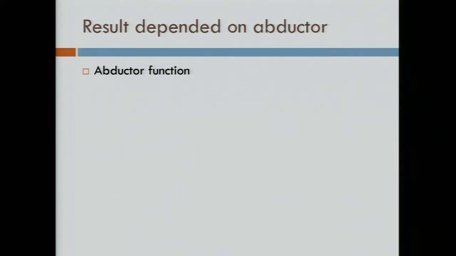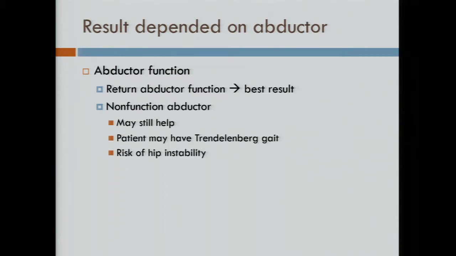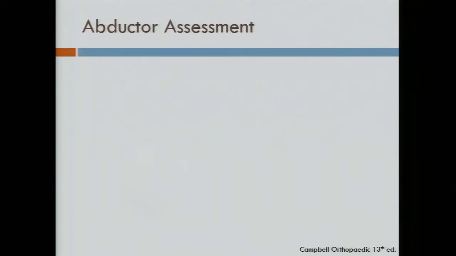The result of the conversion depends on the hip abductor. If the hip abductor function of the patient is very good, it is the best result, because the patient can walk normally without anything. However, if the patient has a non-functional abductor, converting to total hip arthroplasty may still help because it might increase some motion. But if the abductor is not good, the patient might have a Trendelenburg gait, and in the worst case, hip instability.